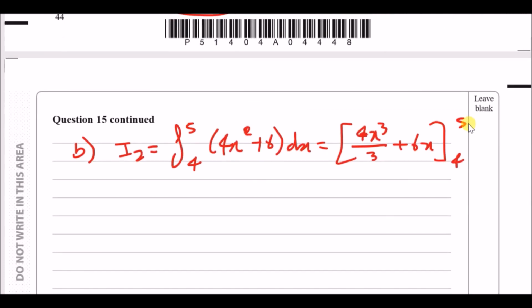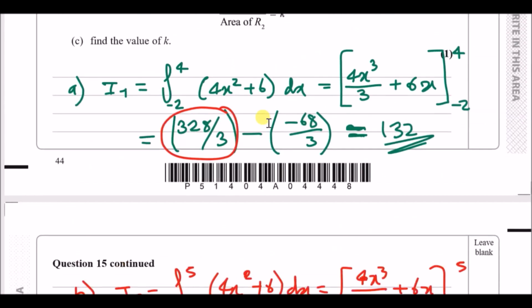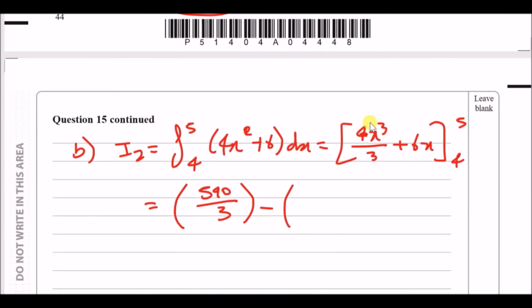Now at 5, replacing x with 5, you're going to get a result of 590 over 3, minus the result at x equals 4, which was 328 over 3. Okay, so this is just easy subtraction. It reduces to 262 over 3. And now we found I2.